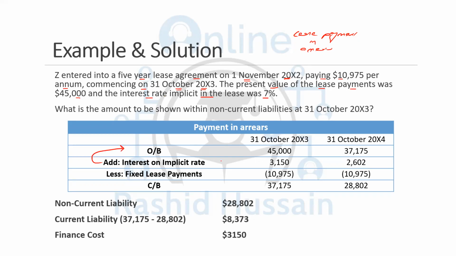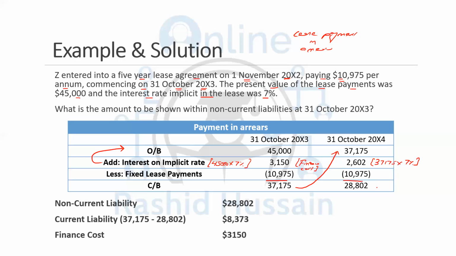Then we apply the interest on the opening balance, which is 45,000 multiplied by 7%. It gives you 3150, and this is your finance cost. You deduct the fixed lease payment, which is the annual payment being mentioned over here, and then we get the closing balance. This closing balance will become the opening balance of the next year. Again, simply 37,175 multiplied by 7%. You get 2602. Now this 2602 is the finance cost of the next year, not this year. You deduct the annual payments and then you get the closing balance.